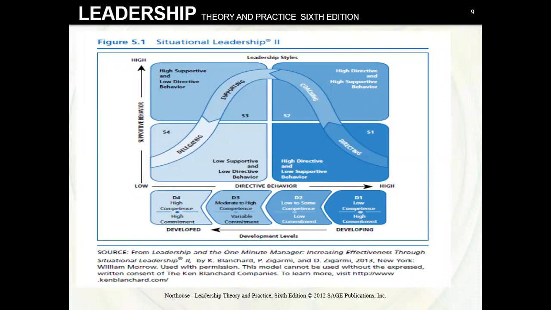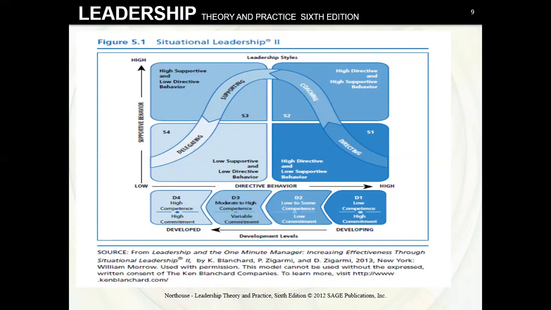Looking at the situational leadership model, which is right here and is called Situational Leadership 2, it classifies leadership into 4 styles. As you can see in the diagram, we have S1, which refers to high directive and low supportive. Then we have S2, which is high directive, high supportive. S3 is low directive, high supportive. And S4 is low directive, low supportive.